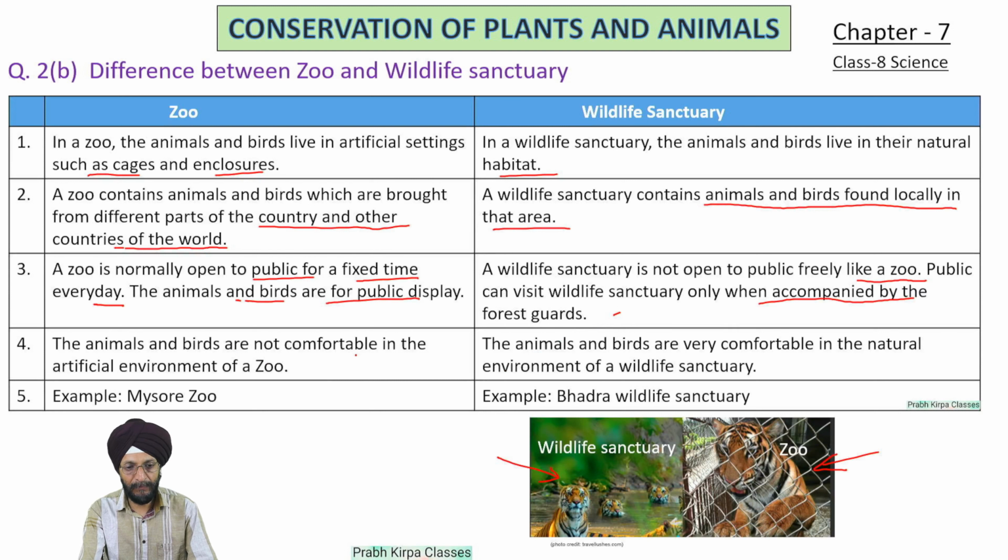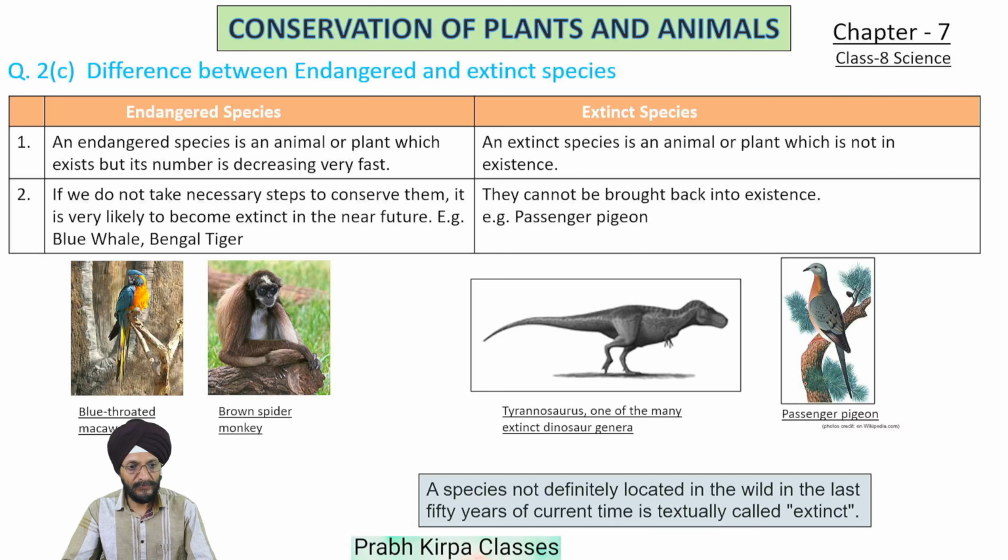The animals and birds are not comfortable in the artificial environment of a zoo. In the case of wildlife sanctuary, the animals and birds are very comfortable in the natural environment of a wildlife sanctuary. Example of zoo is Mysore Zoo, whereas in the case of wildlife sanctuary, example is Bhadra Wildlife Sanctuary. Now we will perform question 2C.